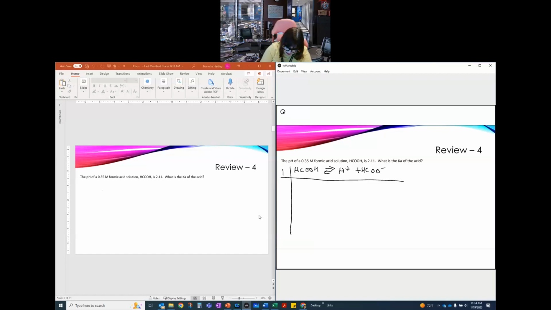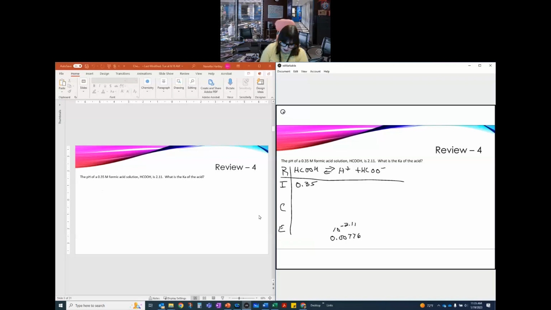This is my R. Then my initial, my change, and my equilibrium. My initial, this is 0.35. And I know that at equilibrium, the H plus is 10 to the negative 2.11, because it's 10 to the negative pH. So second 10x, and negative 2.11 gives me 0.00776. And I'm going to leave that like that for now. Now, understand, on my calculator, I'm keeping all of those numbers. So that's how we do that.